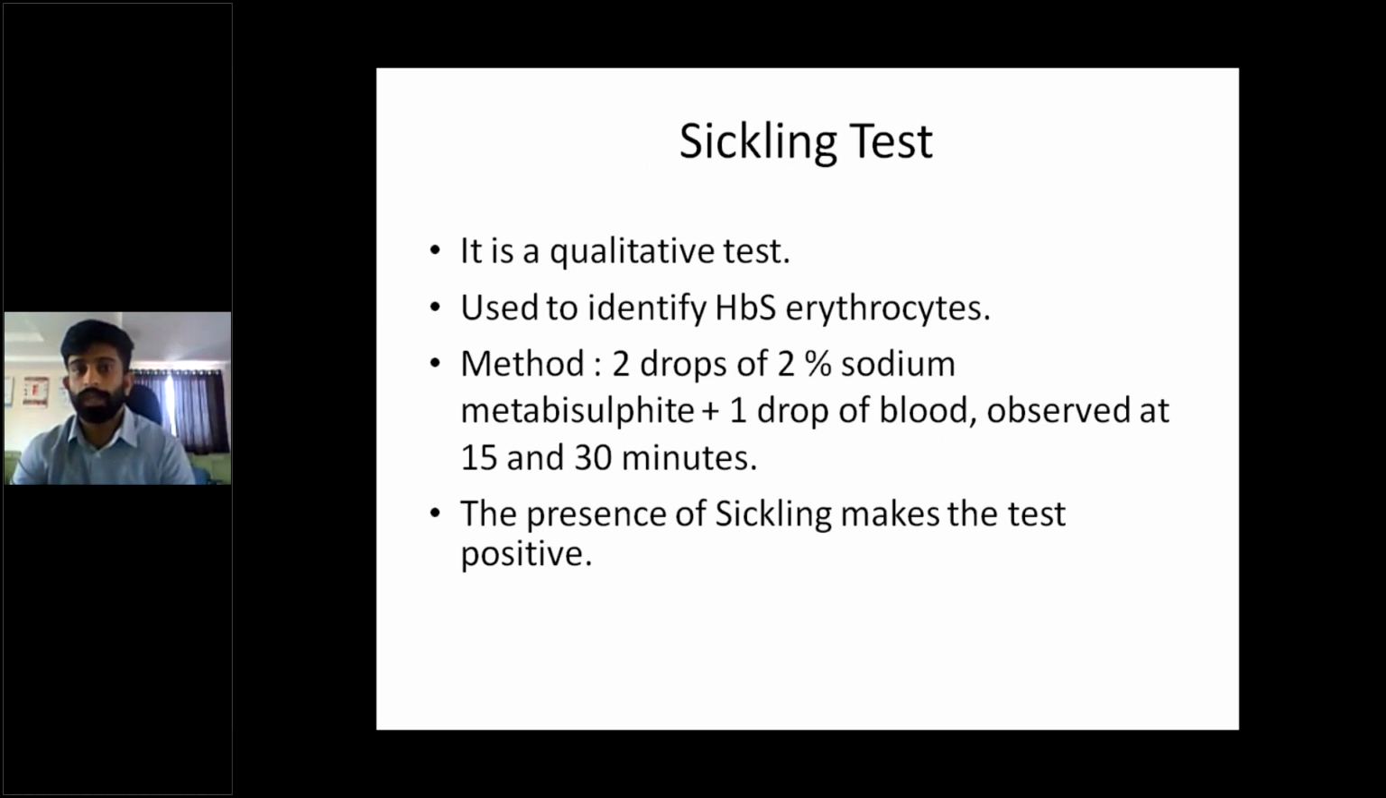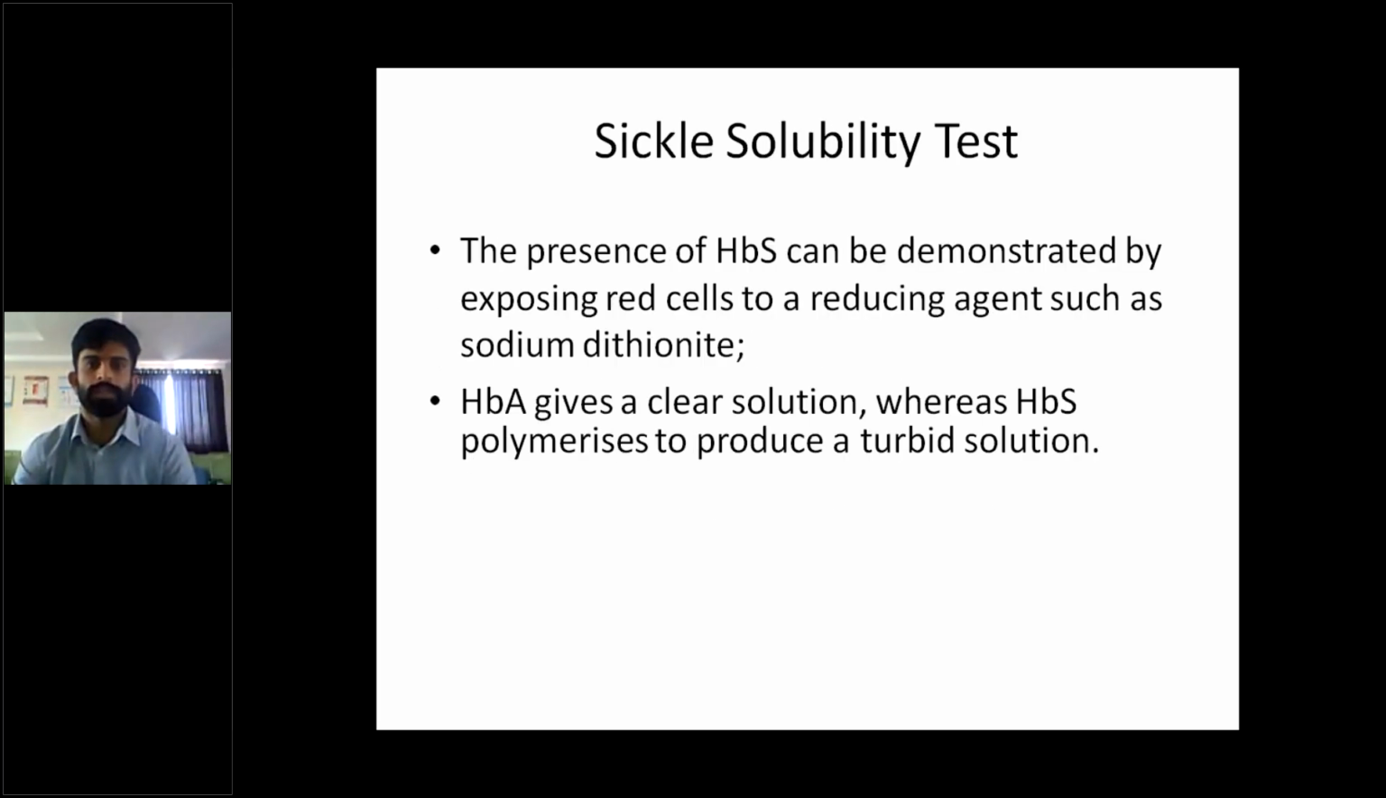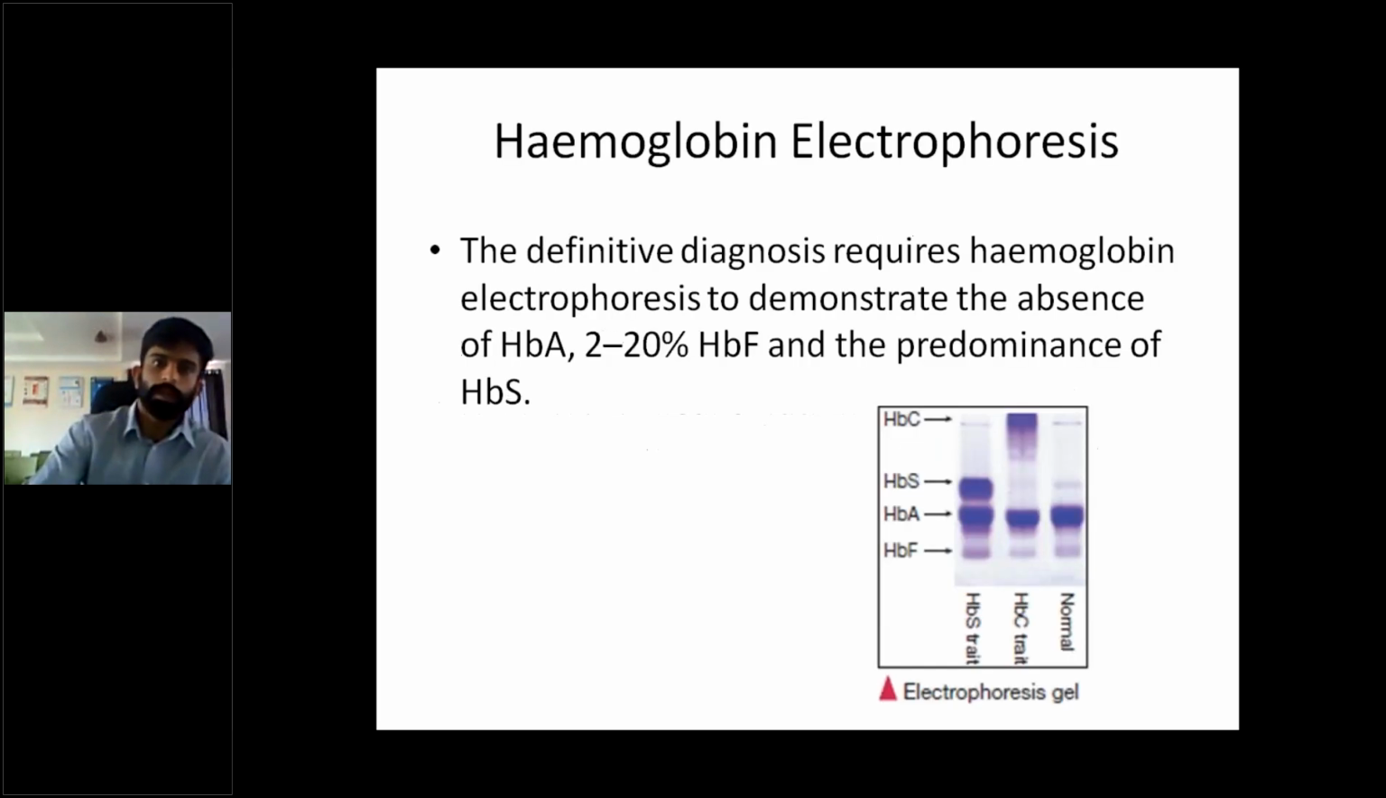The sickling test is a qualitative test used to identify HbS erythrocytes. The method is using 2 drops of 2% sodium metabisulfite plus 1 drop of blood. Observed at 15 and 30 minutes, the presence of sickling makes the test positive. In the sickle solubility test, the presence of HbS can be demonstrated by exposing red cells to a reducing agent such as sodium dithionite. HbA gives us a clear solution, whereas HbS polymerizes to produce a turbid solution. And the confirmatory test, the definitive diagnosis, requires hemoglobin electrophoresis to demonstrate the absence of HbA, 2 to 20% HbF, and the predominance of HbS.